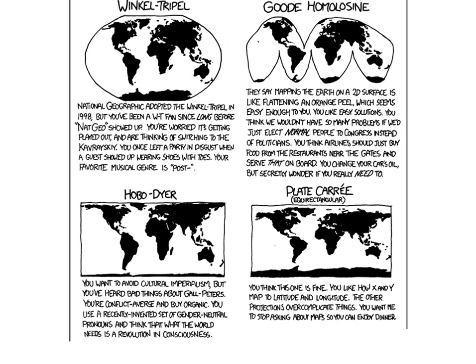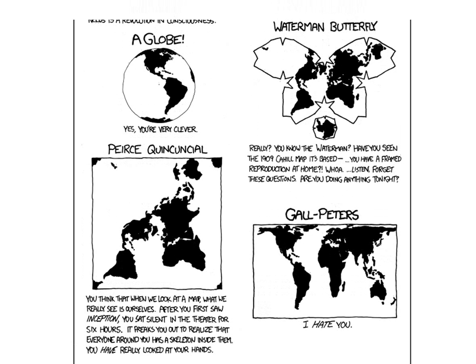The Goode Homolosine, the Plate Carrée, there are all these different ones, okay? Again, I'm not necessarily condoning the comments the comic strip author put in, but I thought it was a nice way of showing you a number of different ones, like this Waterman butterfly map projection. That's pretty cool. The Gall-Peters, the author does not think that's a very good map projection, so if you like that, maybe you're not the person for that comic.